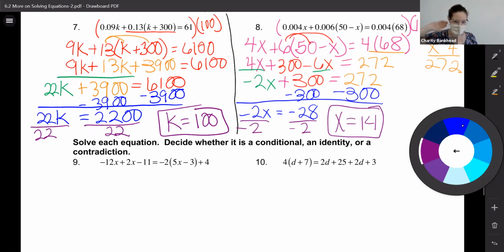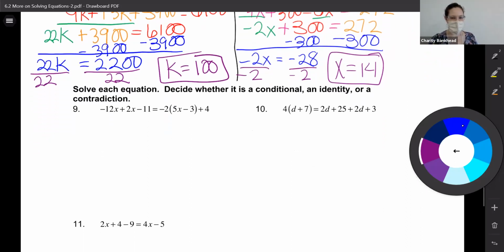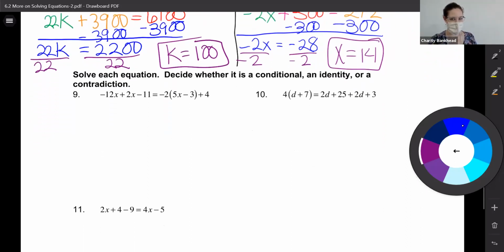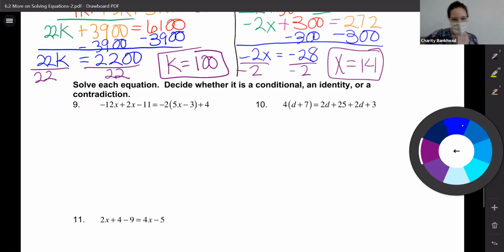Okay, solve each equation and decide whether it's conditional, identity, or contradiction. Okay, so finally, maybe we'll have some examples. Everything we did so far has been conditional, so maybe we'll finally have some where we have identities and contradictions.